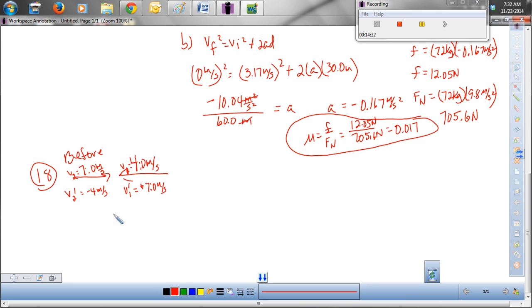Alright, 19 is done. 20, 21, and 22 are center of mass problems. We're not going to worry about those right now. So I'll move on to the review questions.